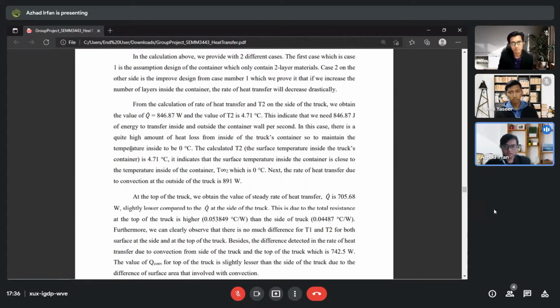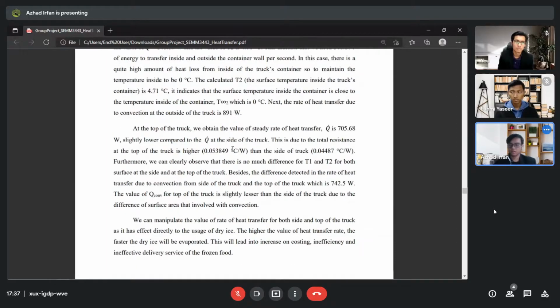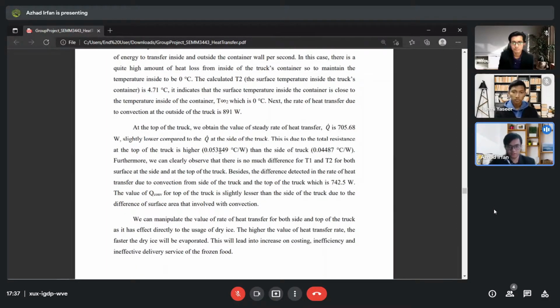So in this case, there is quite a high amount of heat loss from inside of the truck container to maintain it at 0 degrees Celsius. We calculated T2 on the inside surface of the truck as 4.71, which is close to the required temperature of 0 degrees Celsius. Next, the rate of heat transfer due to convection at the outside of the truck is 891 watt.